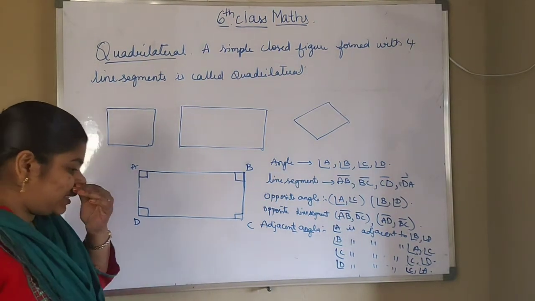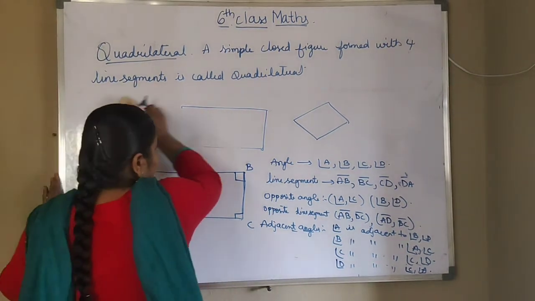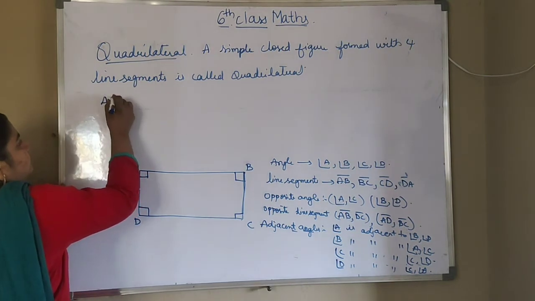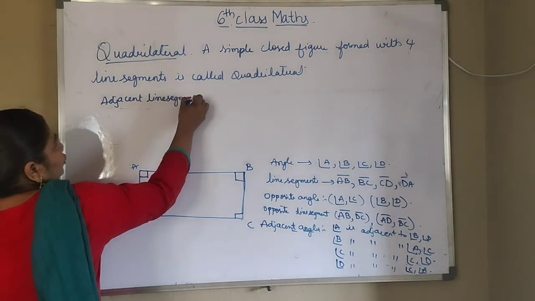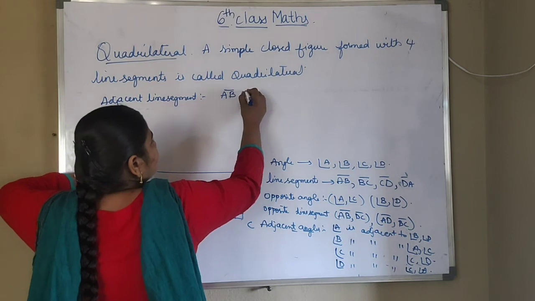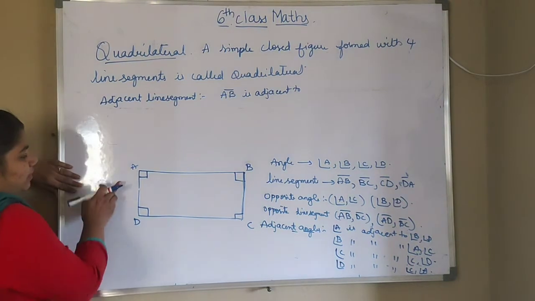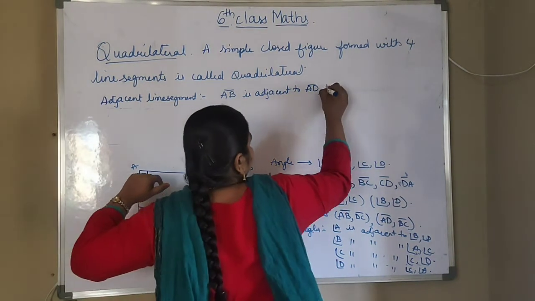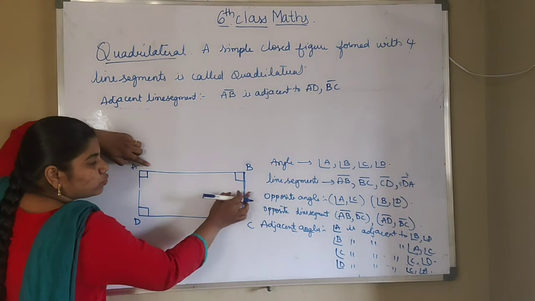Now we will see what adjacent line segments are. Adjacent line segments means those which are lying side by side. So what are the adjacent line segments? AB line segment is adjacent to which sides? That is AD line segment and BC line segment. So this line segment is attached to these two line segments.